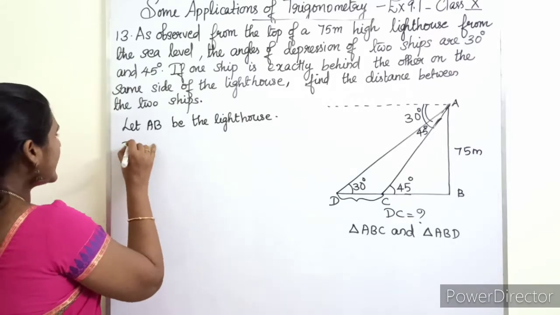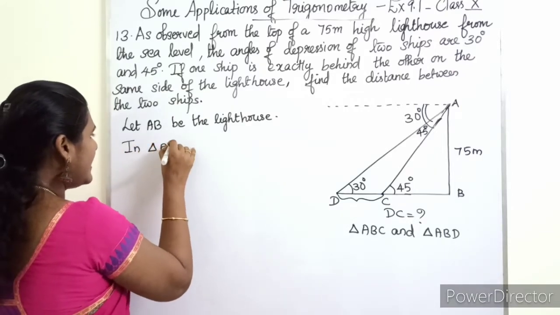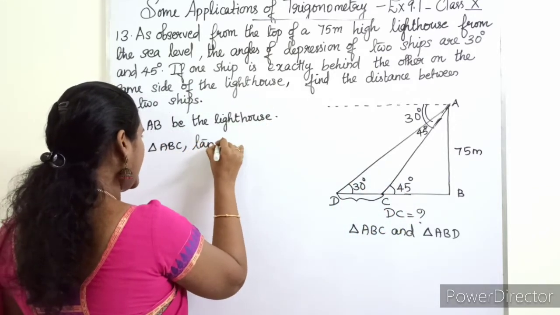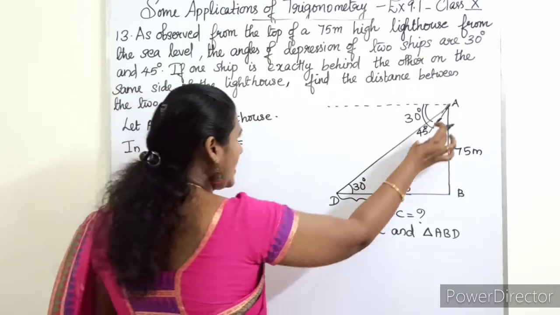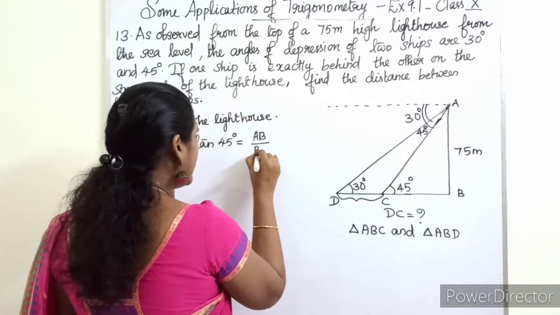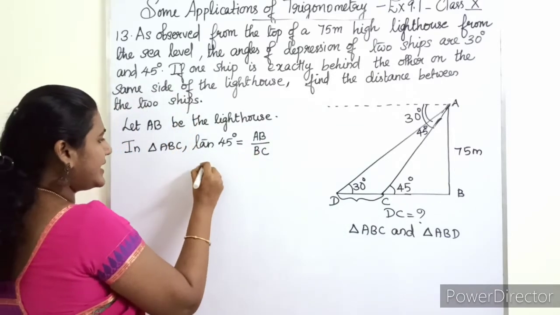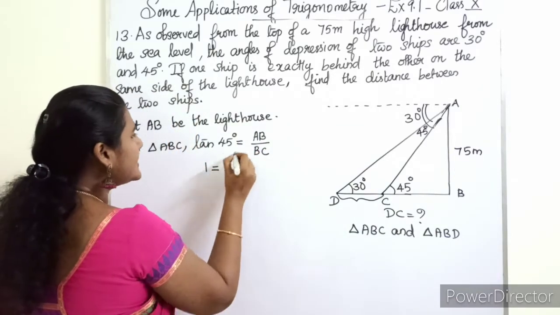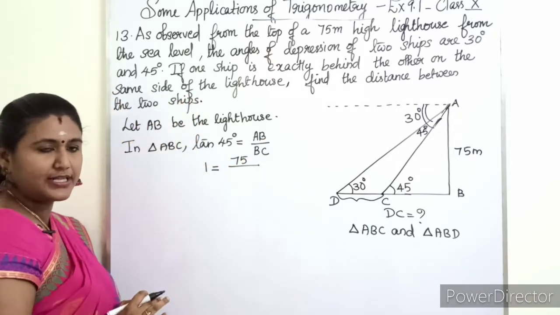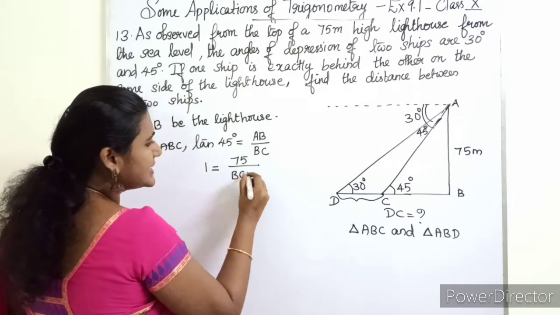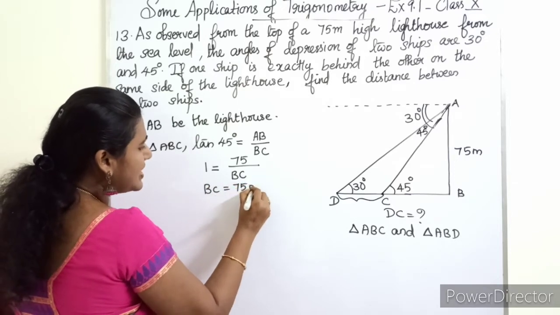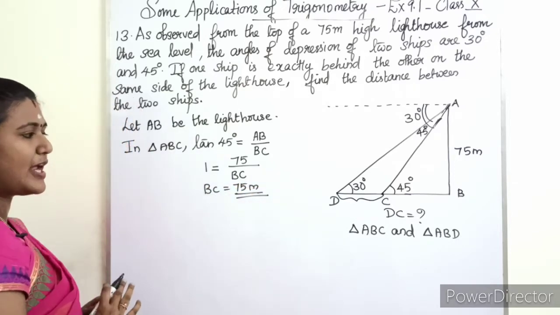In the first triangle ABC, the angle is 45 degrees. So tan 45 degrees is equal to opposite side by adjacent side, that is AB by BC. What is the value of tan 45? Tan 45 is 1. So 1 is equal to AB, height of the lighthouse is 75 meters, that is already given in the question, by BC. So BC is equal to 75 meters. We got the value of BC.